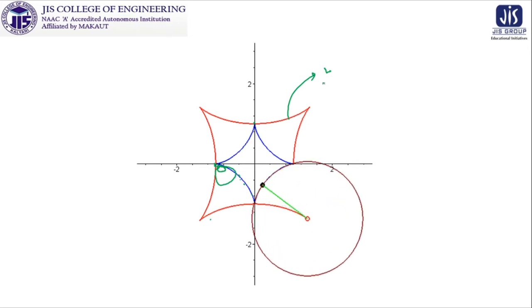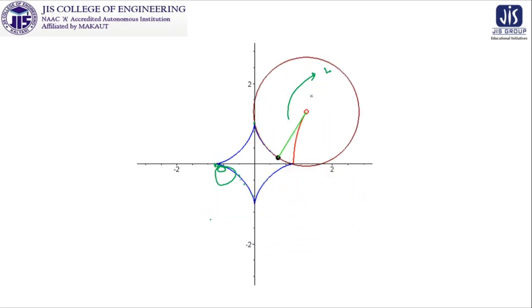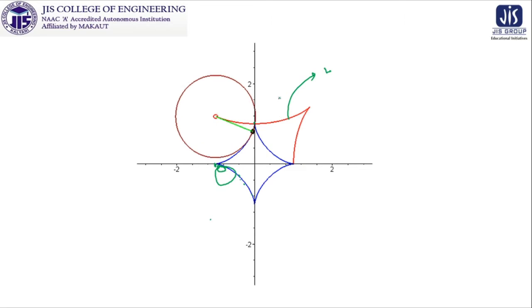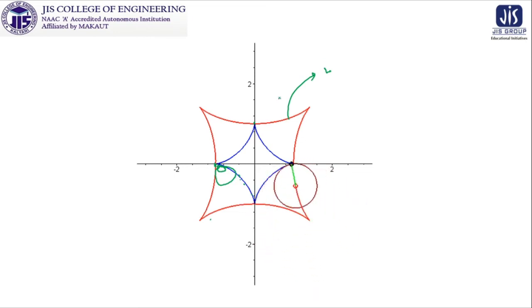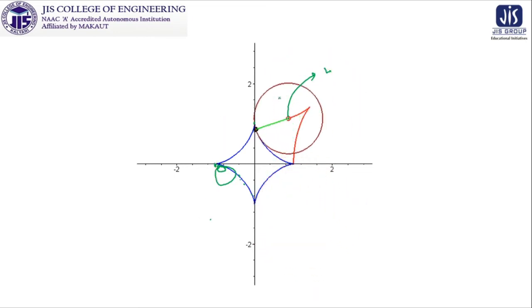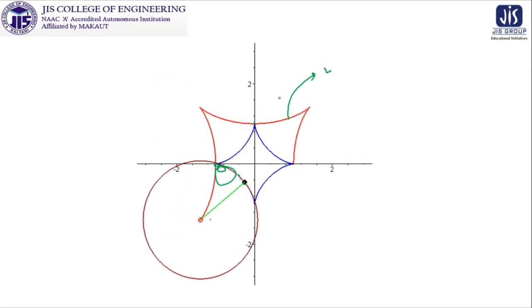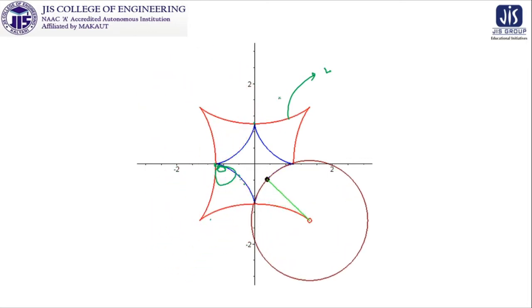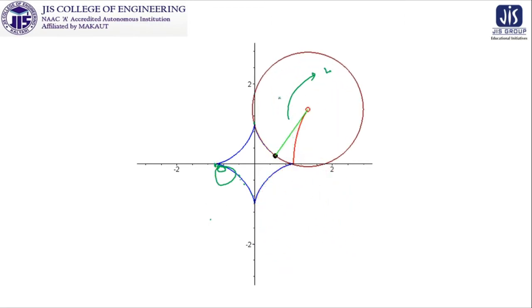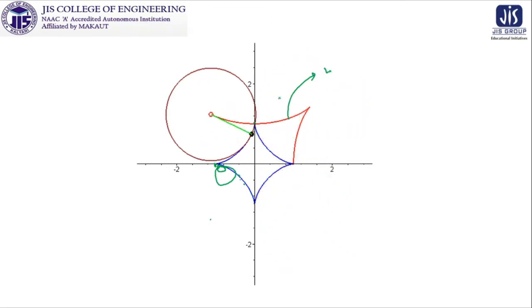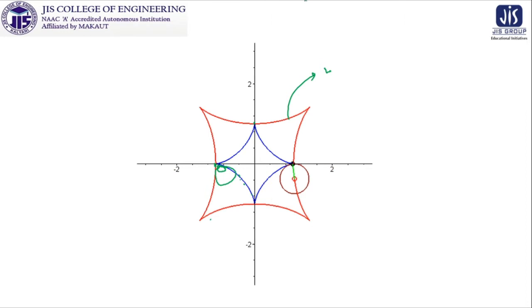If you follow this osculating circle, this green perpendicular is nothing but the radius of the circle, so we can call it the radius of curvature. And when you are tracking the red point which is generating the red line, that is the center of the osculating circle, then the locus you are getting is generated by the red line, and you are seeing a shape like this.